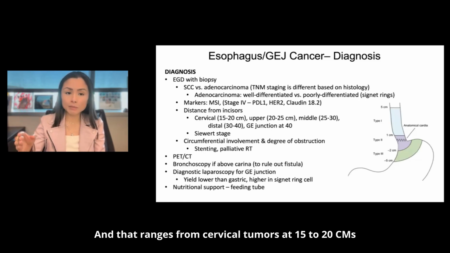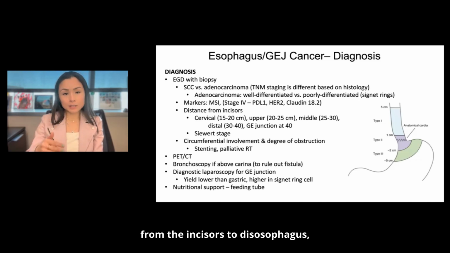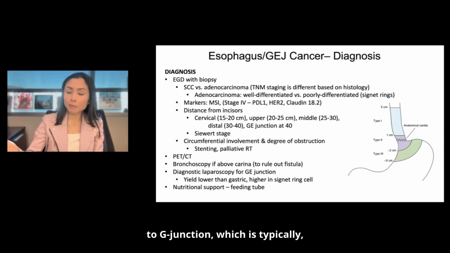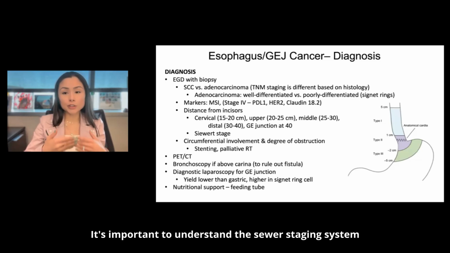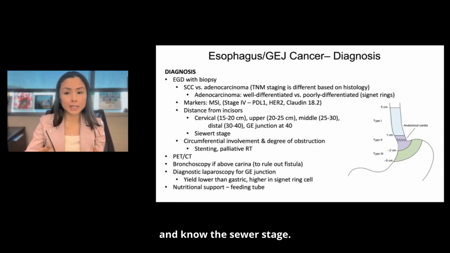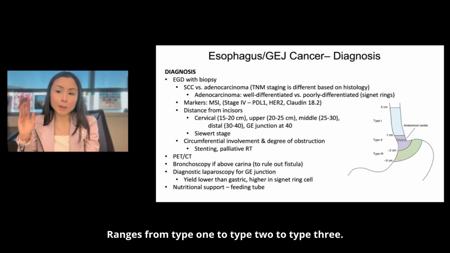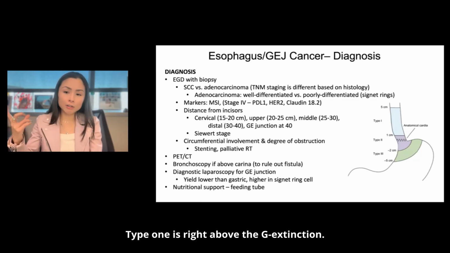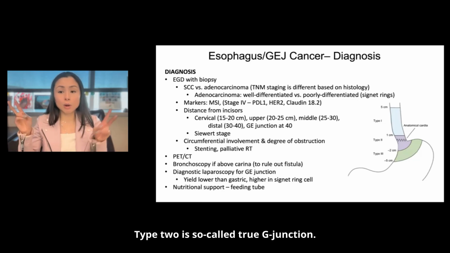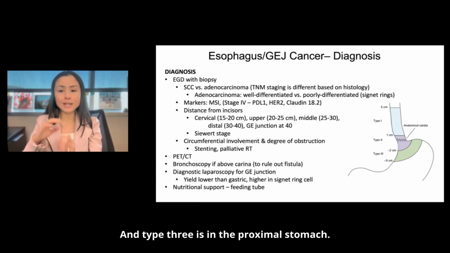You want to know the measurement of the distance from the incisors, and that ranges from cervical tumors at 15 to 20 cm from the incisors, to distal esophagus, to G junction, which is typically, but not always, at 40 centimeters. It's important to understand the Seward staging system and know the Seward stage. The picture is on the right. This is for G junction tumors, ranges from type 1 to type 2 to type 3. Type 1 is right above the G junction. Type 2 is so-called true G junction, and type 3 is in the proximal stomach.